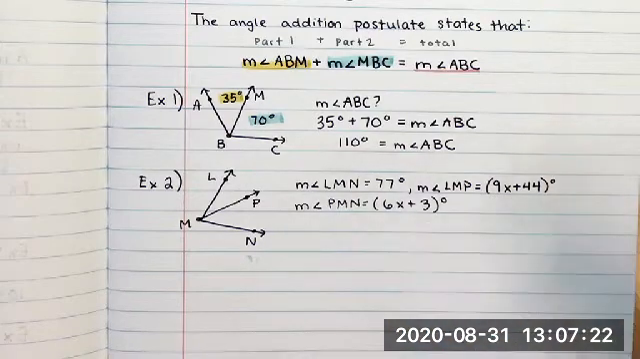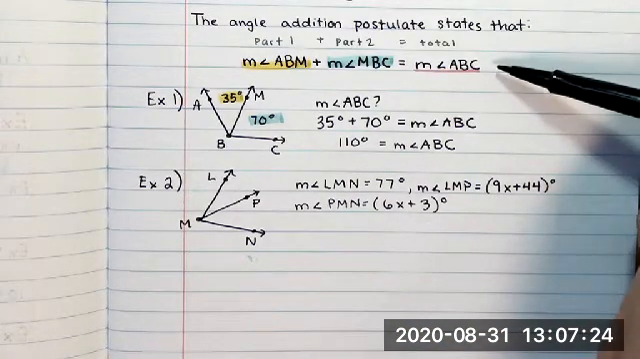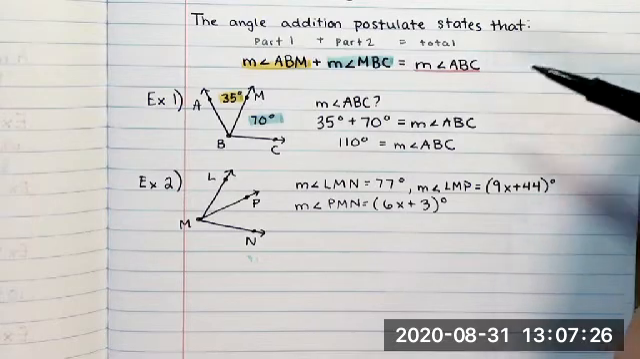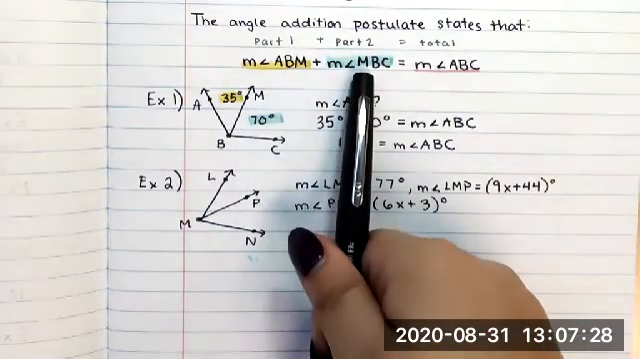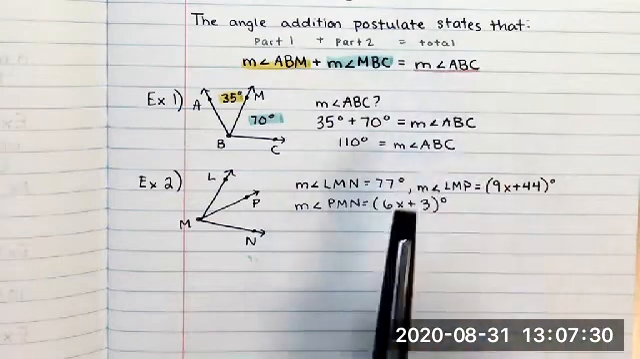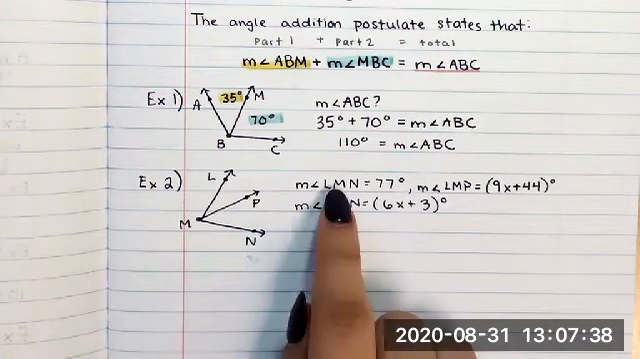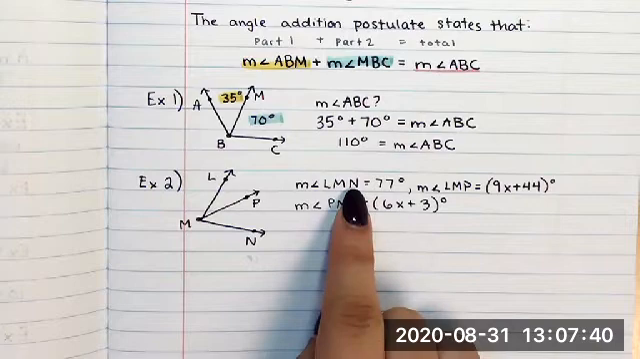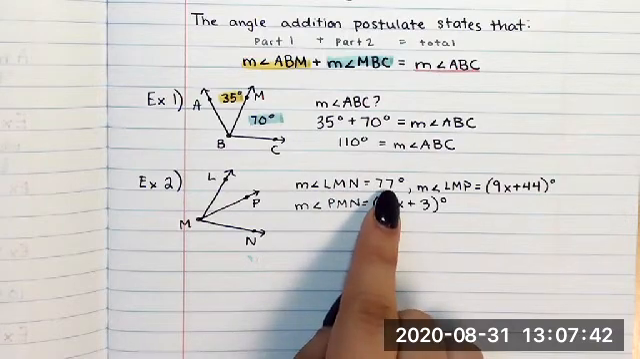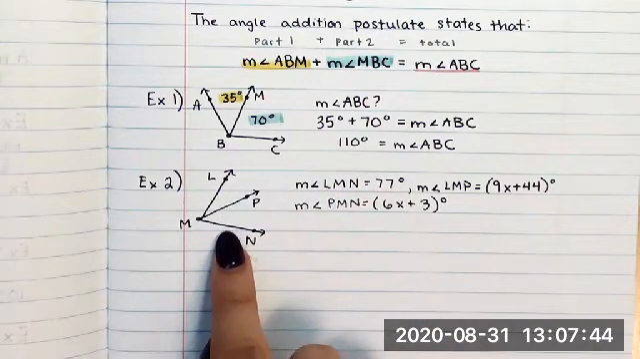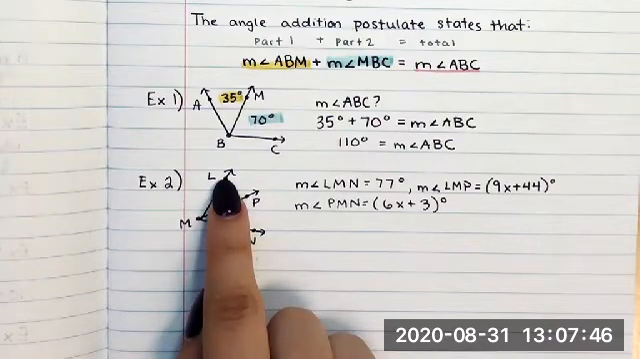I want us to think back to this statement. Piece plus piece equals total. That's the same thing we're going to be doing down here. We just need to identify what are our pieces and what are our totals. So starting off, angle LMN is the first piece of information they give us. So I'm going to go to my picture and I'm going to go, okay, LMN.